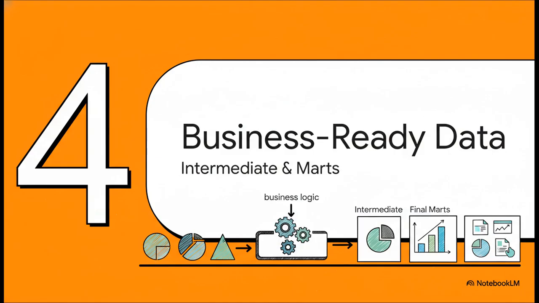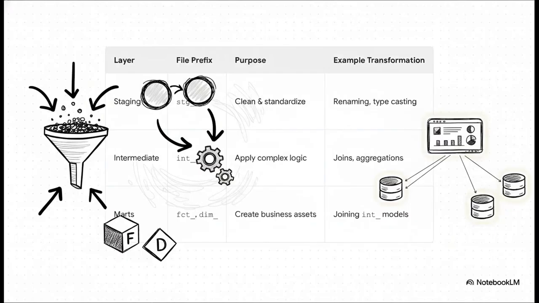Okay, we've prepped our raw ingredients in the staging layer. Now it's time to move down the assembly line. This is where we start combining those ingredients, applying our specific business logic, and creating the final products that our stakeholders actually need. This all happens in the intermediate and marts layers. This table really breaks it down nicely.